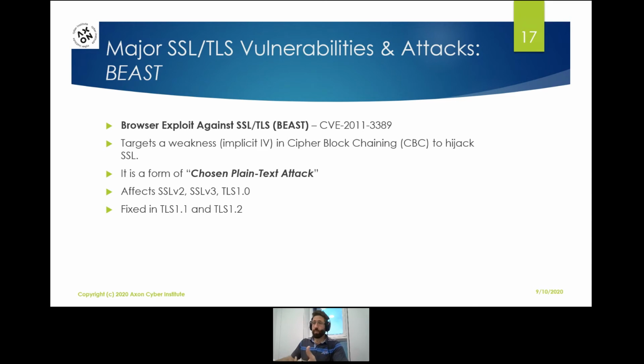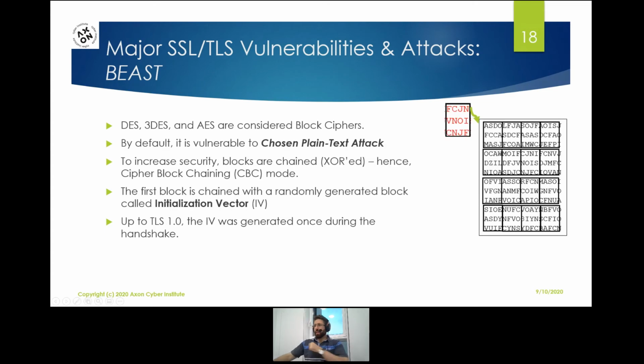So the BEAST vulnerability or the BEAST attack is a form of chosen plain text attack, and it affects SSL version 2, SSL version 3, and TLS version 1. It is fixed in 1.1 and 1.2 and of course 1.3. So we said it is a form of chosen plain text attack, and it's due to an improper initialization vector. Let's look at how it works from a crypto analysis perspective.